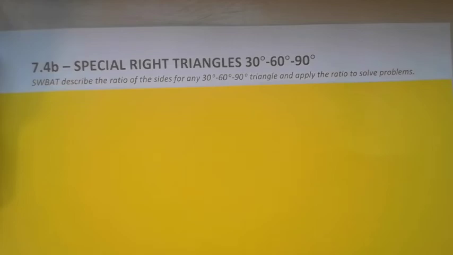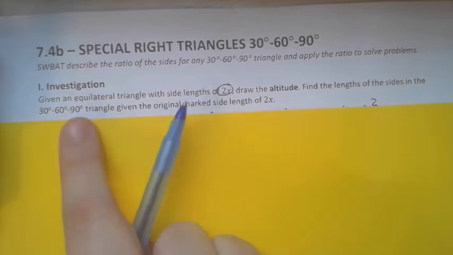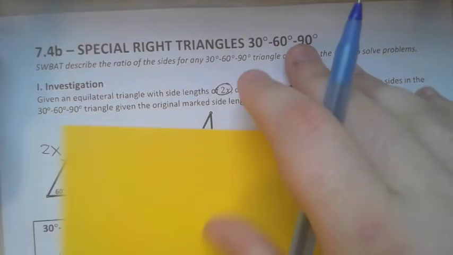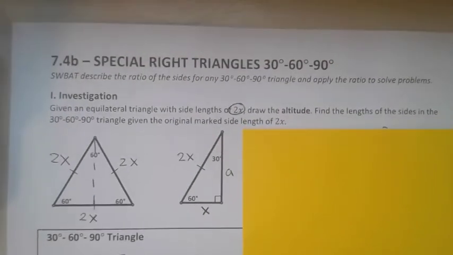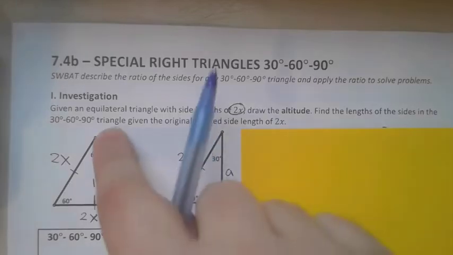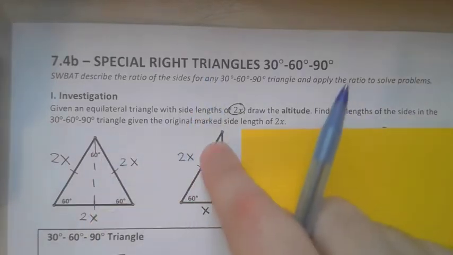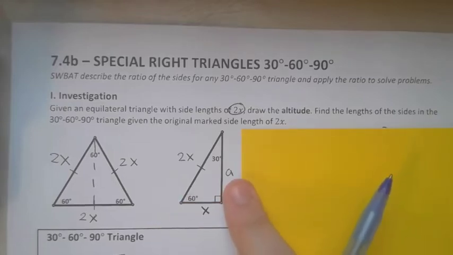All right, now go to 7.4b, special right triangles 30, 60, 90. This time, the triangle is broken into 30 and 60 and 90, which makes 180. What we're going to do is label these sides as 2x, 2x, and 2x. If I draw an altitude, this side stays 2x. The bottom divides in half, so we get just x. And we're going to be looking for this leg. I labeled it A.